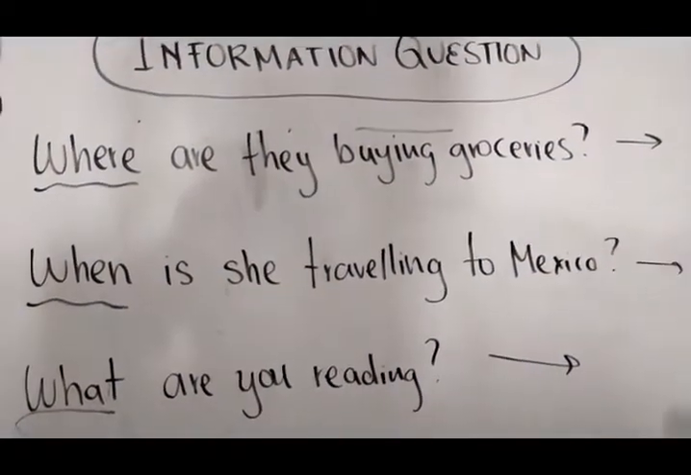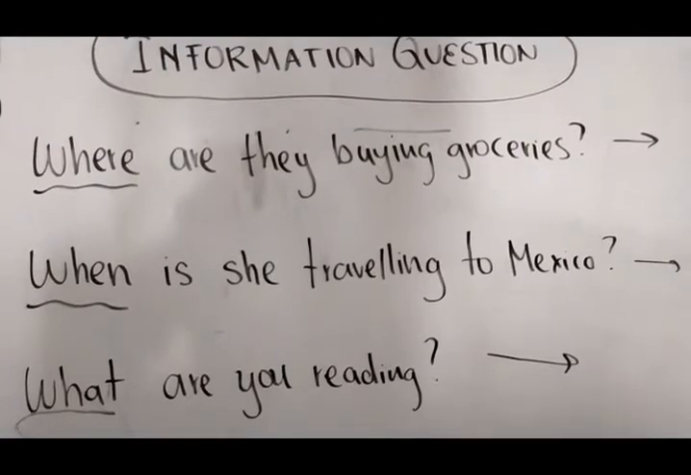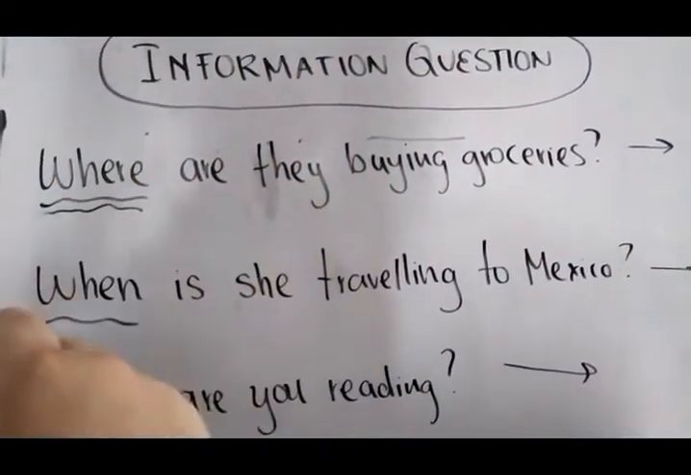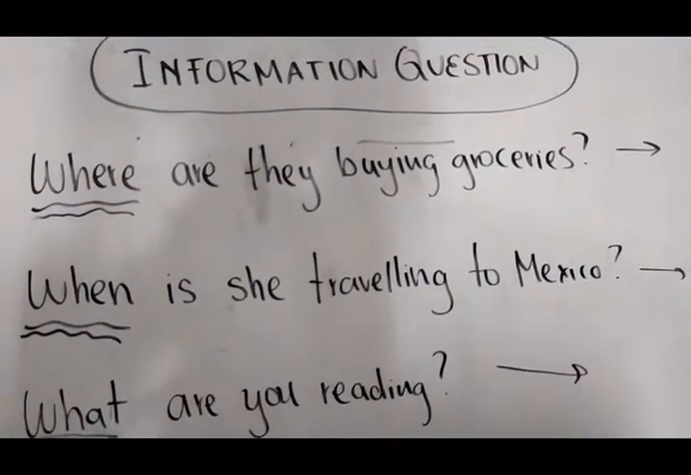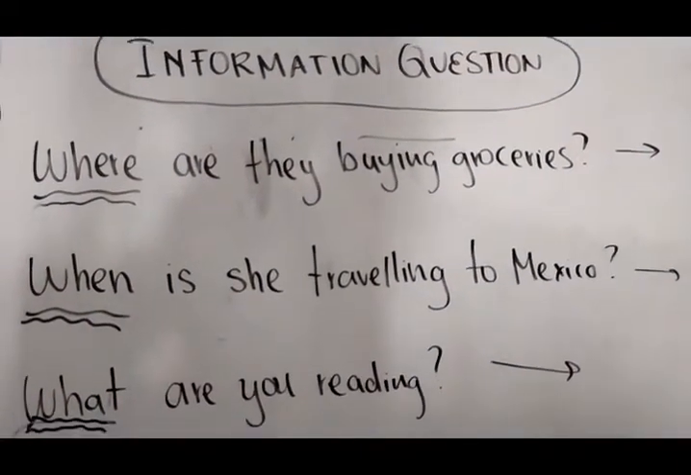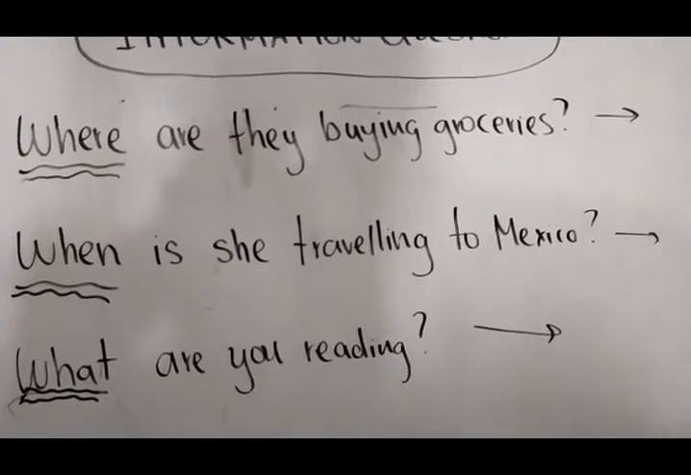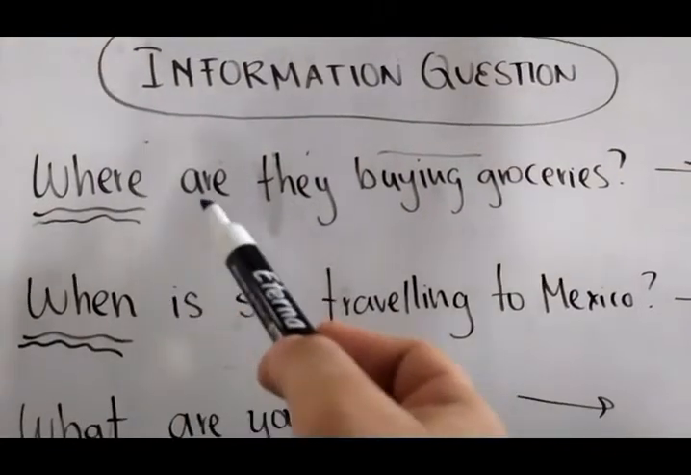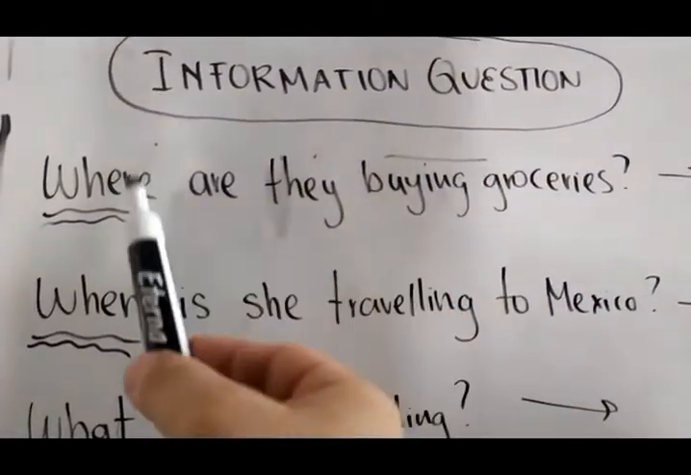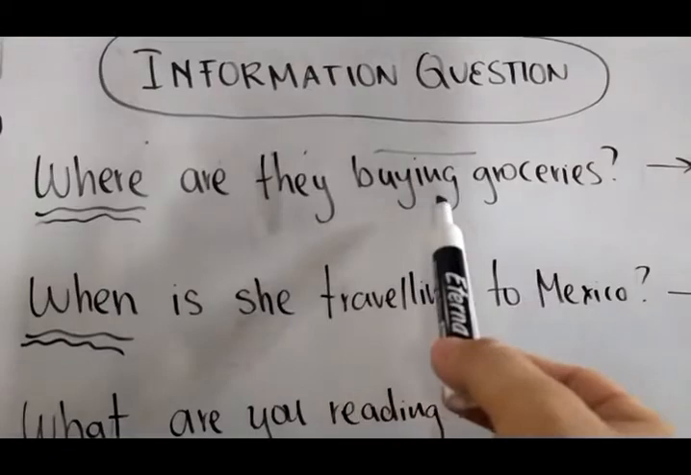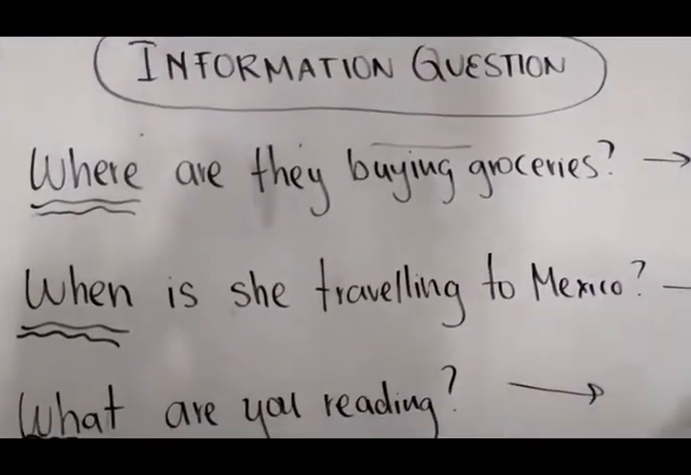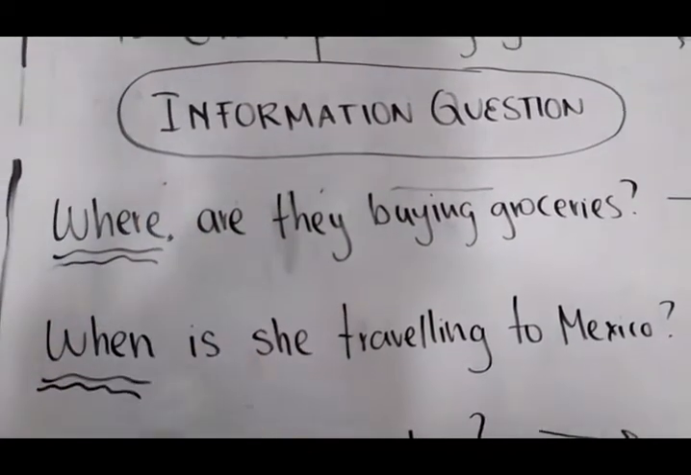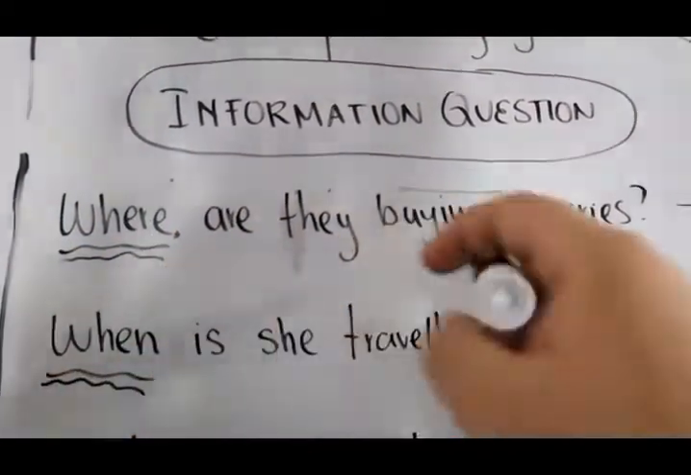Miren que es el mismo orden de las preguntas sencillas, las yes/no questions, solamente que al principio empezamos con la information word, ¿sí? Con lo que le llamamos nosotros la WH, la palabra WH. So, for example, in this example, where are they buying groceries? ¿Dónde están ellos comprando los abarrotes? So, as you see, the information question asks where. Ahí lo importante es saber dónde ellos están comprando.